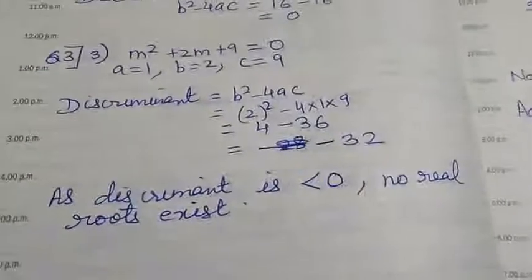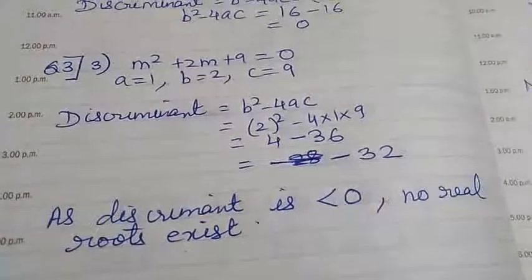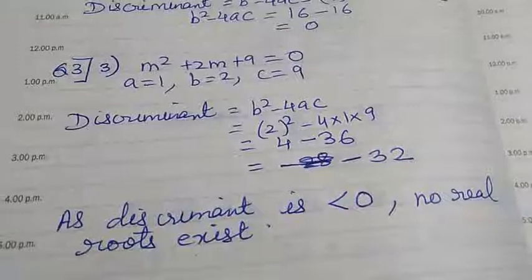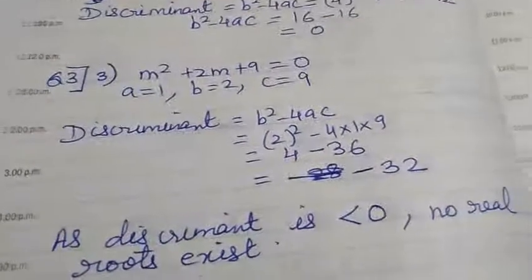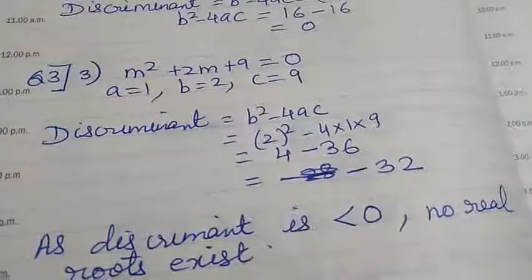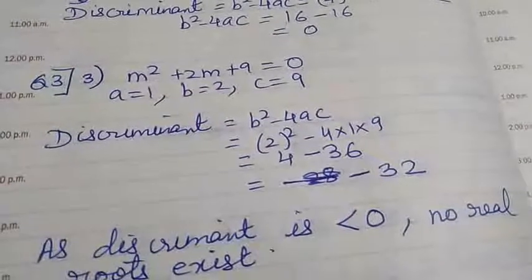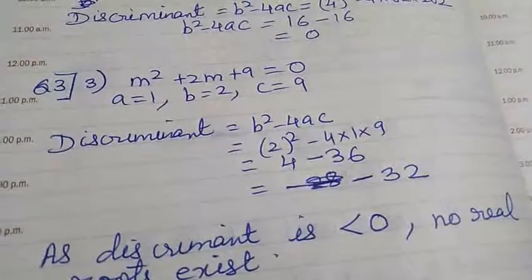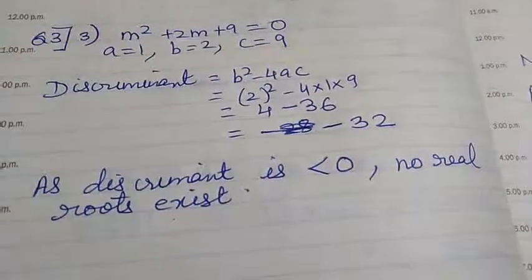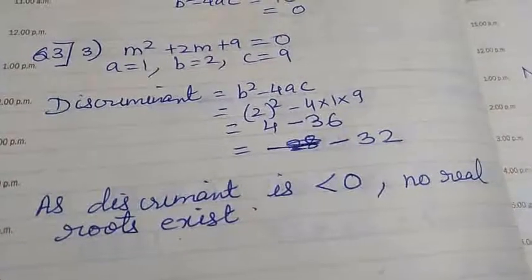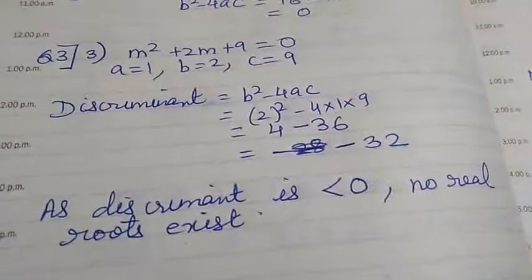Next is question number 3, the third one. They have given you the equation and they are asking you to comment on the nature of the roots. So first we will write down the values of a, b and c. The discriminant is b square minus 4ac. Substitute, solve, and you get minus 32. Now this is less than 0, so no real root exists. Okay, so this is how you are going to solve.